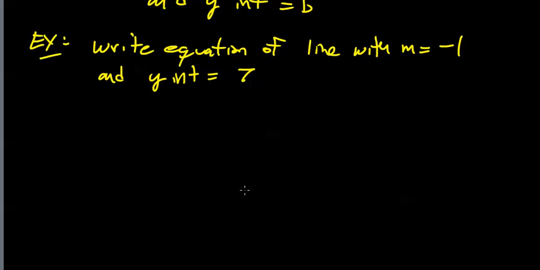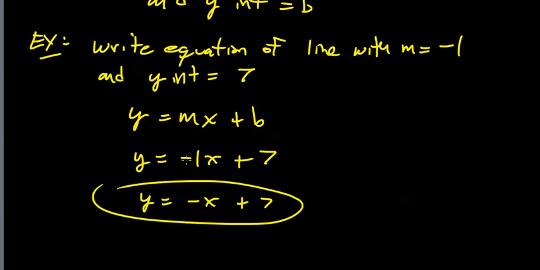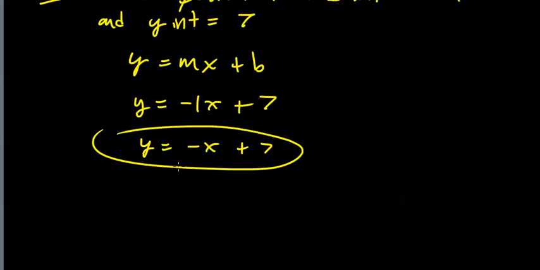Well, very simple. If you've got your slope and your y-intercept, all you've got to do is plug in the respective m and b values for slope and y-intercept. The slope is minus 1 and the y-intercept is 7. So I could just write down my answer instantly with no algebraic work really needed. y equals minus x plus 7. That line has a slope of minus 1 and a y-intercept of 7.